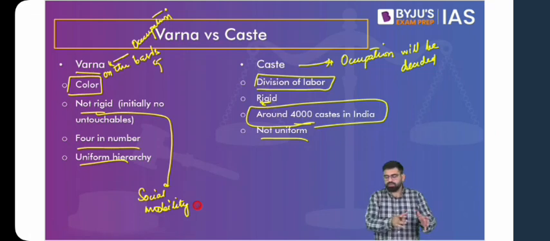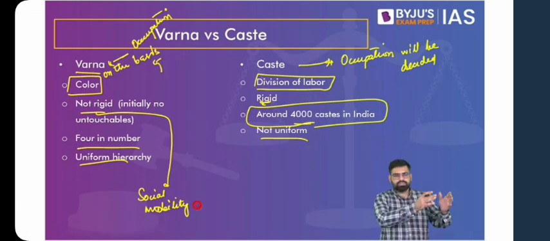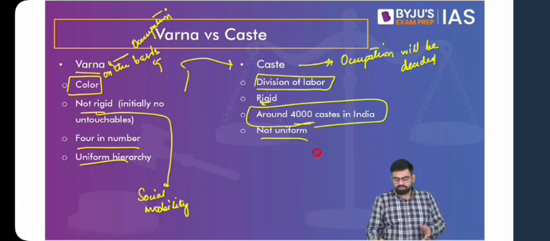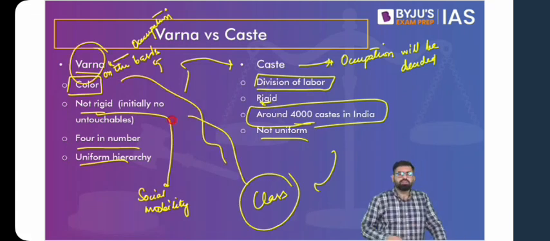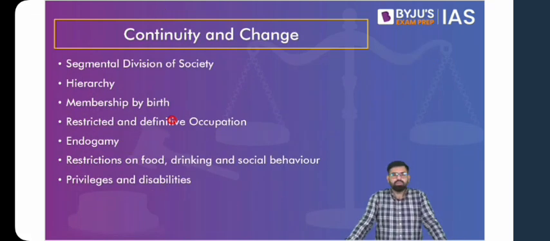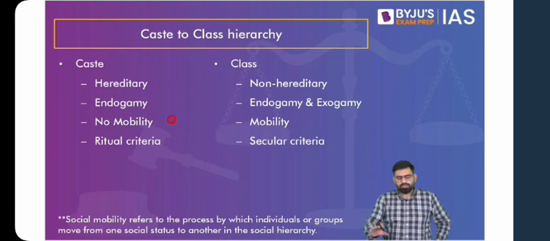So we were following the Varna system. Society was stratified on the basis of the Varna system. It moved towards caste. Now the caste is moving towards class. And what I'm saying is that the class system and the Varna system also find similarities. You'll find similarities there. Now, before we come to continuity and change, let's talk about this class system.